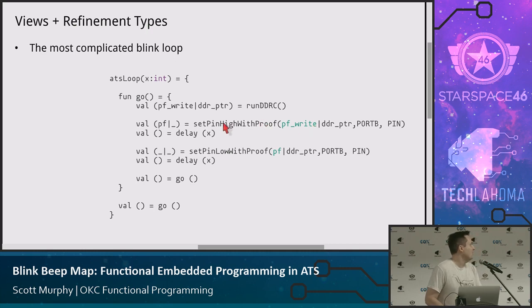And then delay. Delay is the one that I feel like looks the most similar to the original delay. And then again, set pin low with proof. Again, I have to prove that the data direction register is high. So I can prove that, and then I run delay, and then I loop again. So round and round we go, blinking our lights, just like you see.